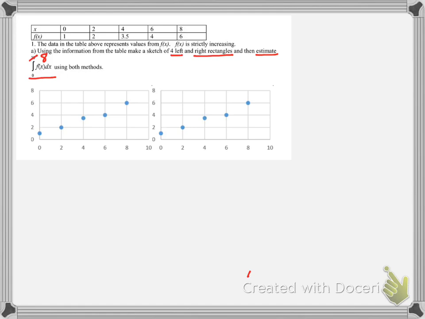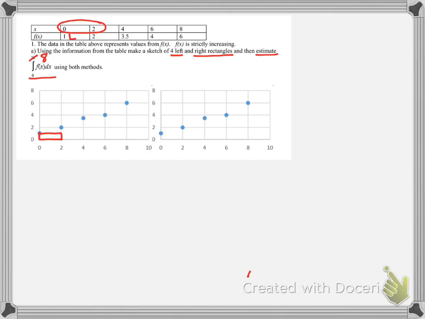And you're asked to draw left rectangles. And so left just means if we have a base, and in this case our base is going to go from 0 to 2, then we're going to draw a rectangle, and the height will be defined by the left value in the table. So the 1 is the left-hand side of our rectangle.